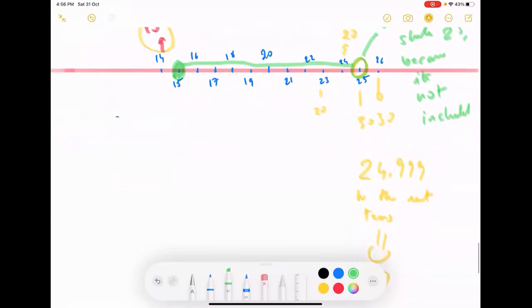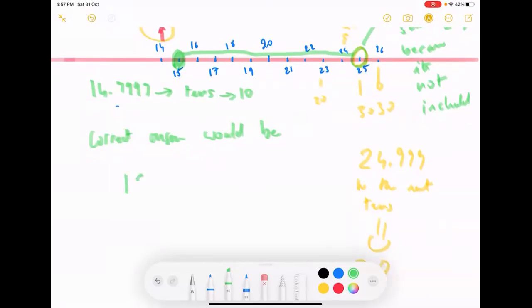So the correct answer would be, okay, Kunuz, regarding your answer. So 14.9999 to the nearest tens. What would that be? To the nearest tens, not ones, tens. So then 10. So anything from 15 to 25, right?